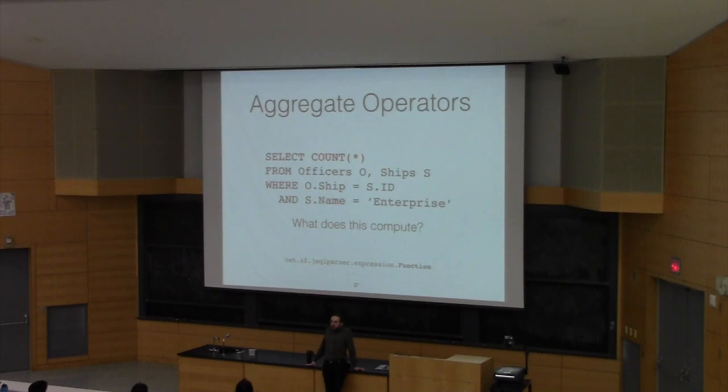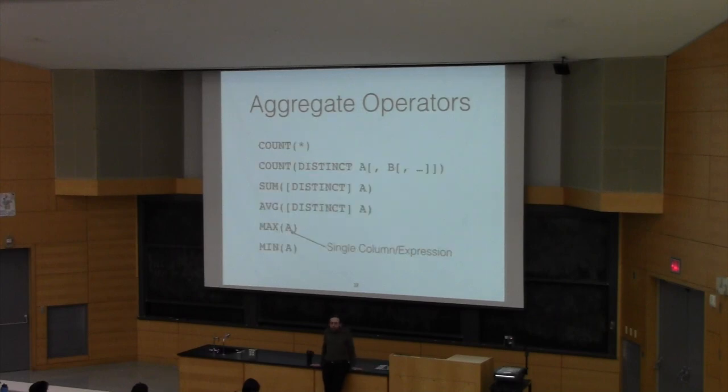All right. Here's another query. What does it compute? Yep. So this computes the number of officers on the enterprise, and this is what's known as an aggregate operation. There's a couple of these functions for computing aggregate values. Count is one of them, or count star. There's also count distinct, which gives the number of distinct values of a given attribute. There is sum, which could also be sum distinct. Average, min, and max. These are pretty much the common ones. They're the ones that you'll be required to implement over the course of the project, and they're easily the most common ones.